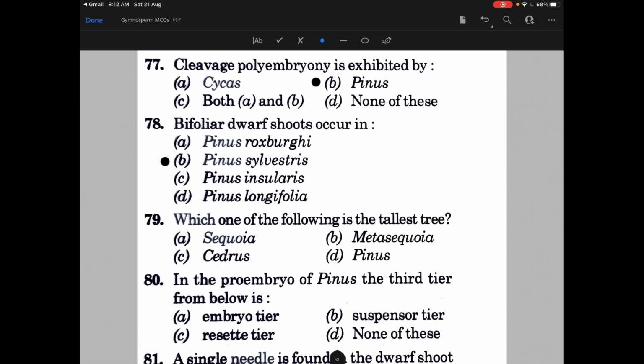Next, which one of the following is the tallest tree? And the answer is A, that is Sequoia. Next, in the proembryo of a Pinus, the third tier from below is dash. The answer is C, that is rosette tier.